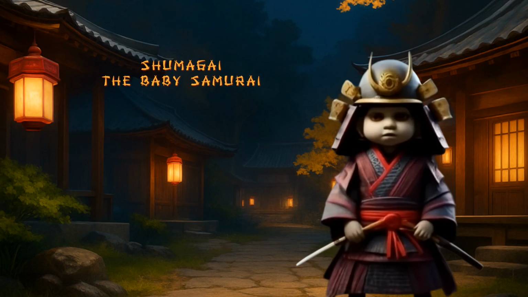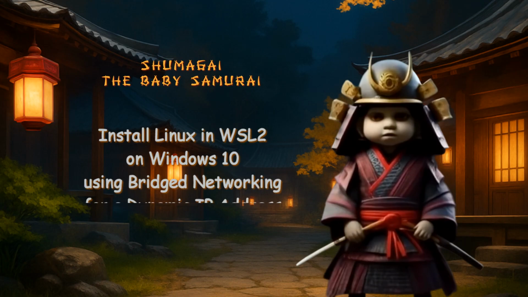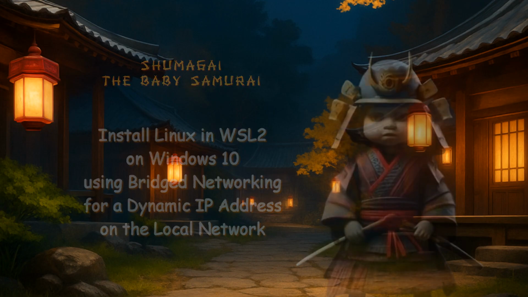Hello, welcome. Today we will install a Linux instance in WSL2 on a Windows 10 workstation with bridged networking to give us a dynamic IP address on the local network. The instance will then appear on the LAN just like a physical device, separate from the host, and be addressable from any other device on the network.